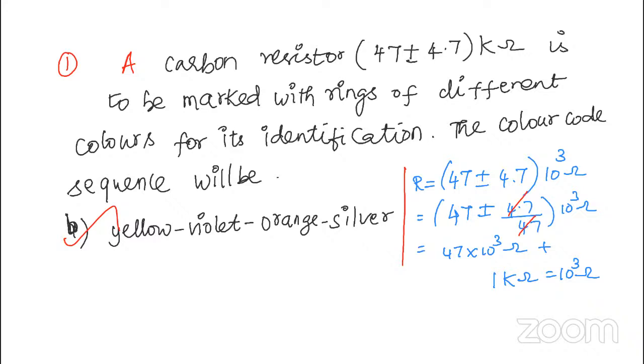We are getting here a 10%, right? Then we can write the color codes. 4 is yellow, and 7 is violet. Here 10 power 3, that is 3, is orange, and the percentage is silver. Okay, right?